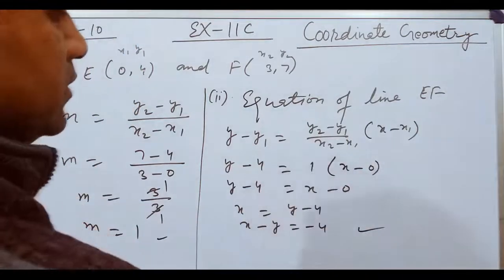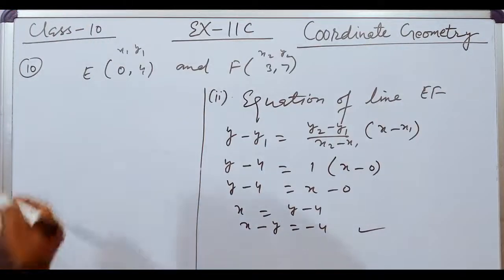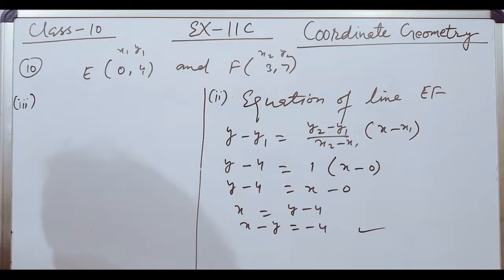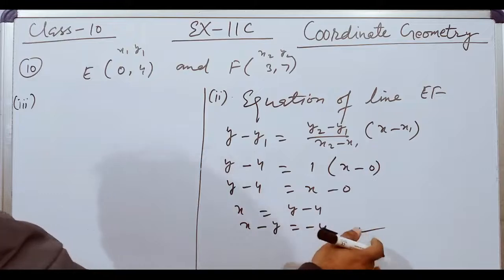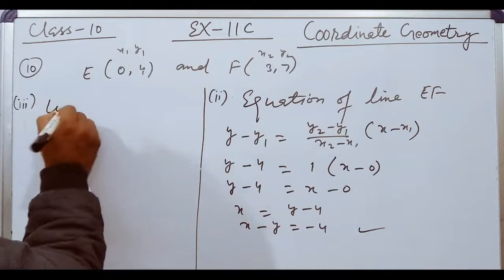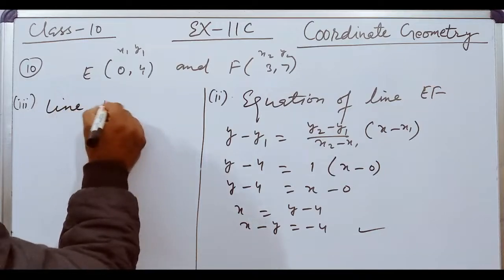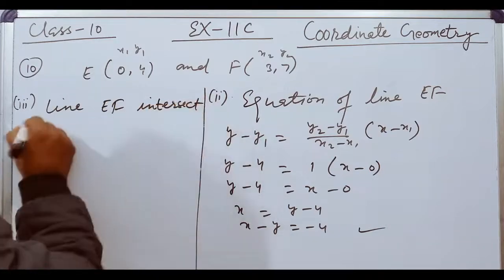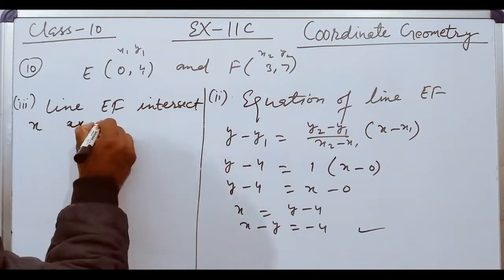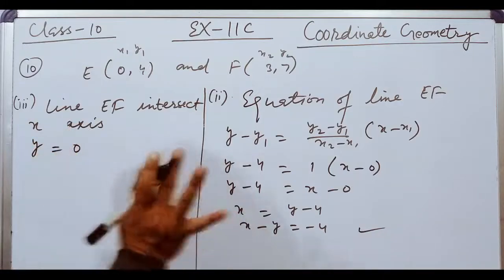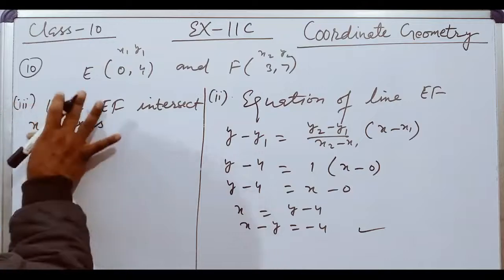Okay, dear students, the last point, means the third point: find the coordinates of the point where line EF intersects the x-axis. Line EF intersects the x-axis, which means we have to put y equal to 0. On the x-axis, y equals 0.